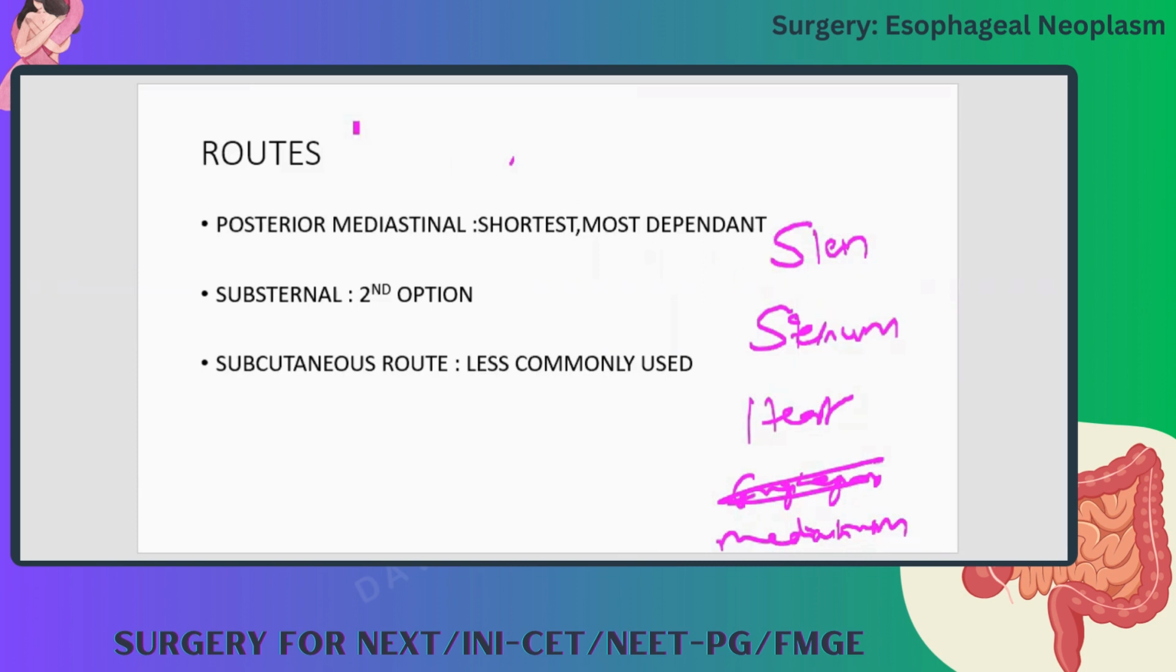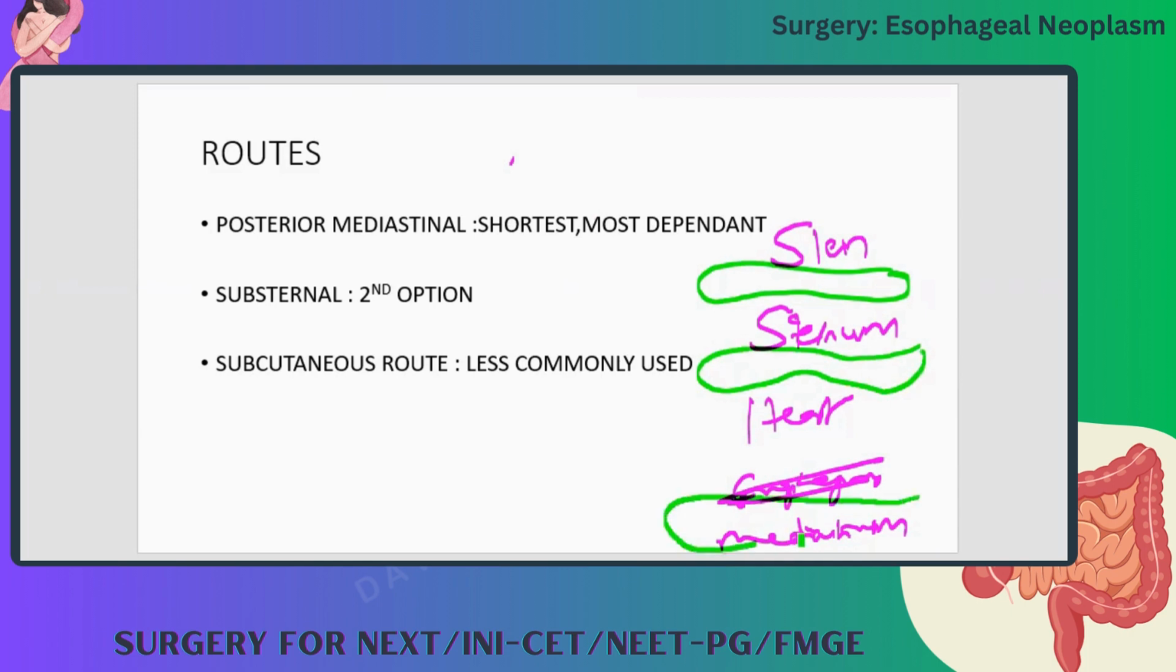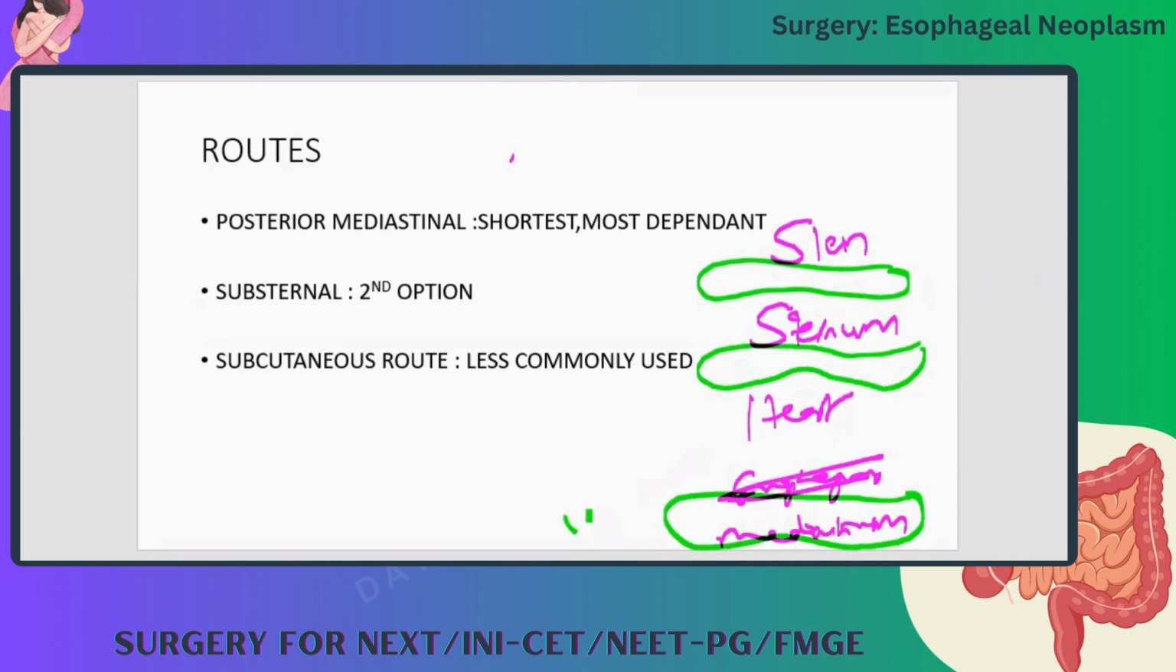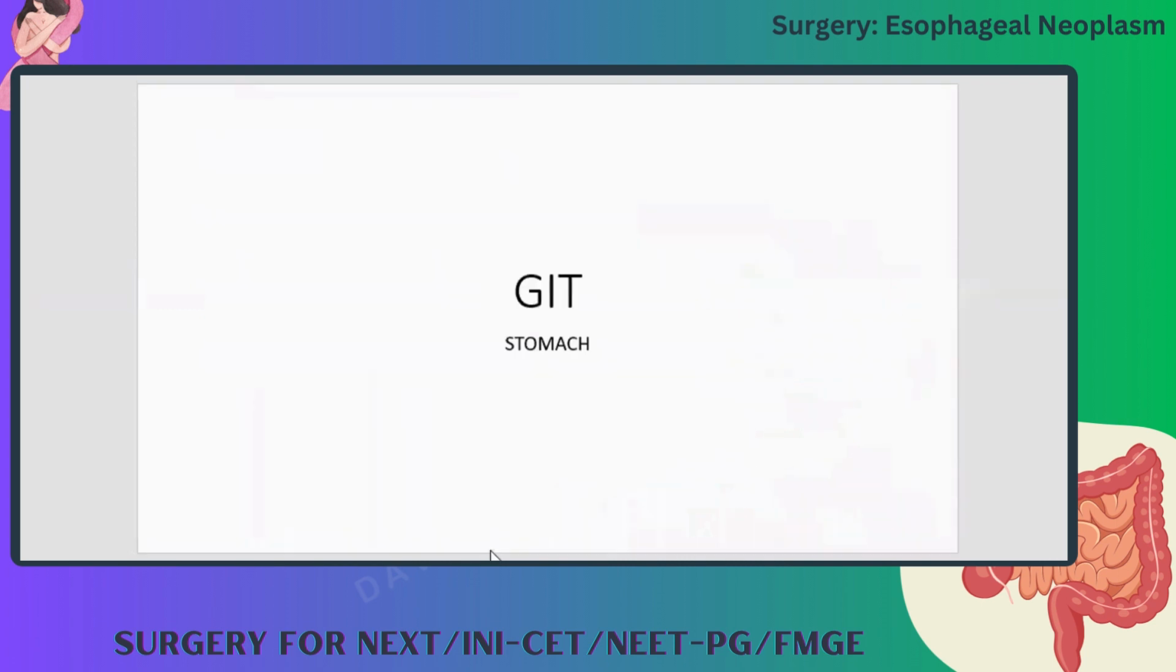What are the ways we can reconstruct? One is subcutaneous, beneath the skin. Beneath the sternum, you can reconstruct substernal. Or in the bed of the esophagus, here, you can reconstruct. This is the posterior mediastinum, the best route available. Okay? Now we will move on to the stomach.